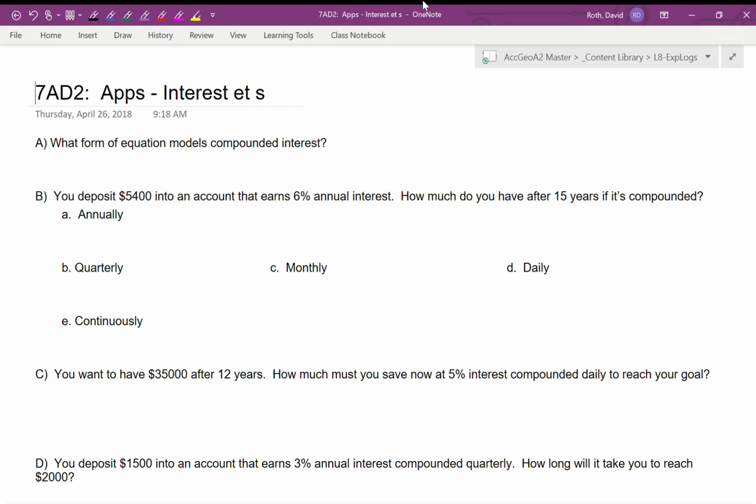Hello everybody, day 2 of log applications, and today should be pretty straightforward. It's day 3 with the Newton's law that is really interesting, so can't wait for that one.